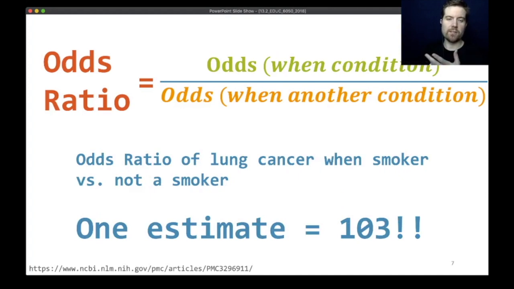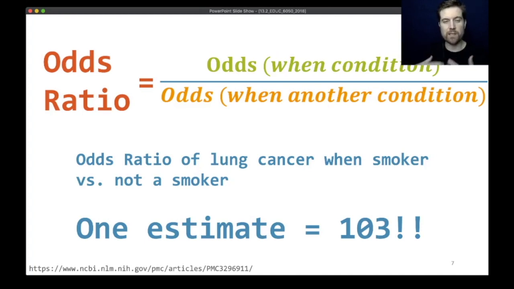I think it's helpful to think of this in terms of an example. One that has a really big estimate is lung cancer when a smoker versus not a smoker. What we would have here is the odds when the individual is a smoker would go on top, and then the odds when another condition, in this case, when not a smoker. What that odds ratio would be comparing is the odds of lung cancer when a smoker versus not a smoker. What's crazy is one estimate, and I have the link below, has it at 103.